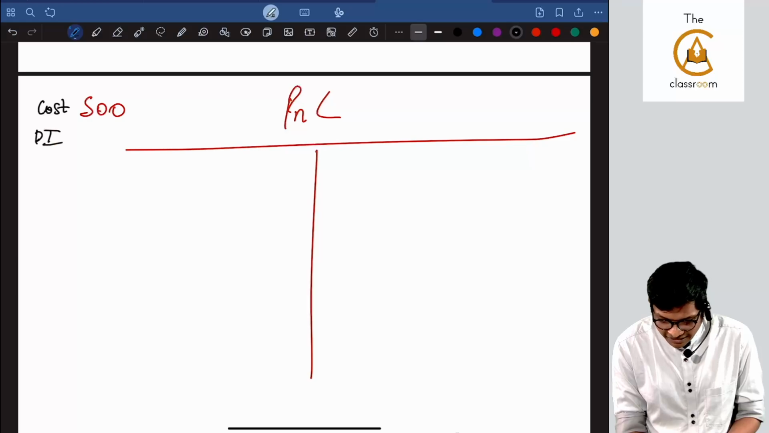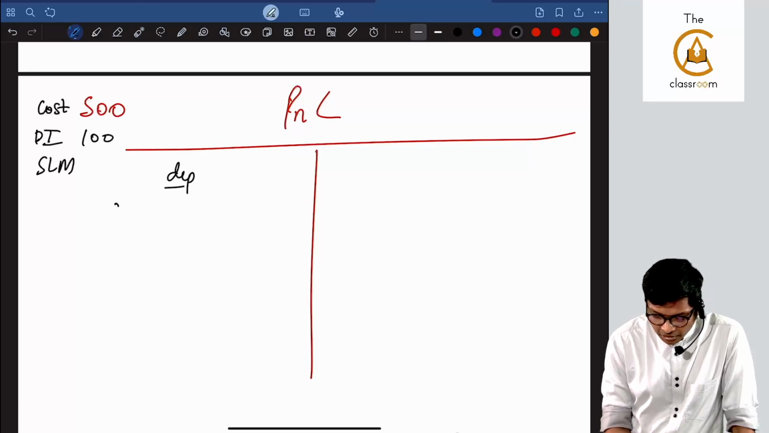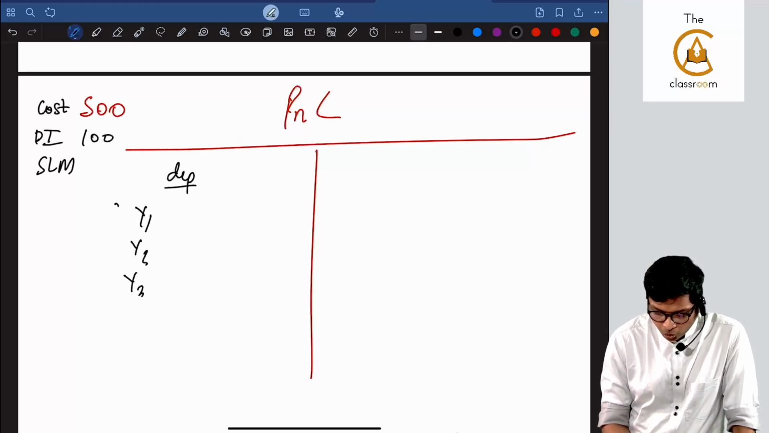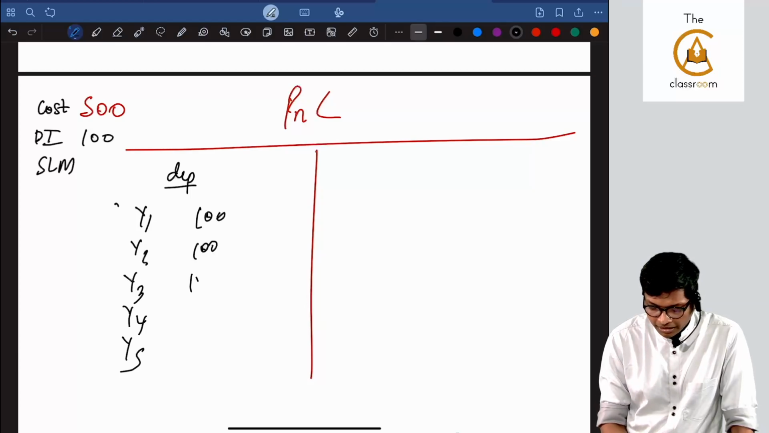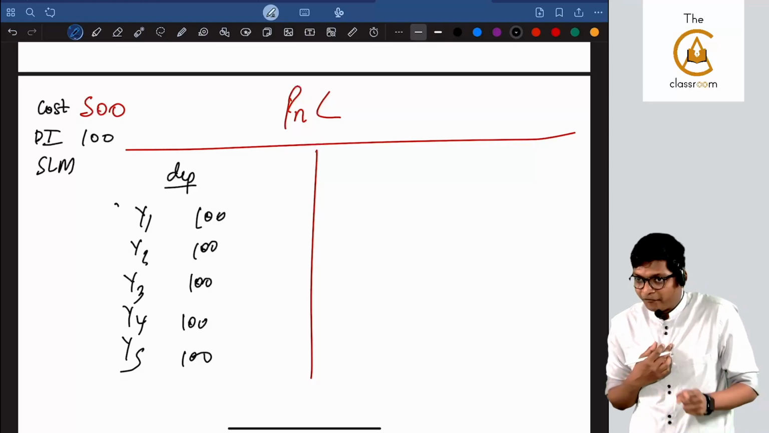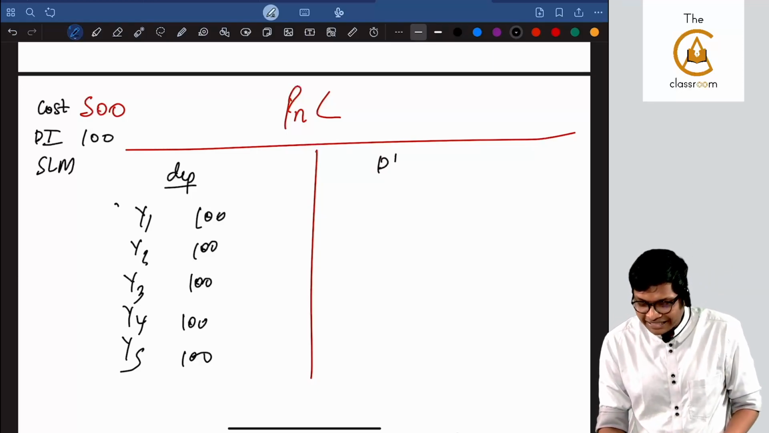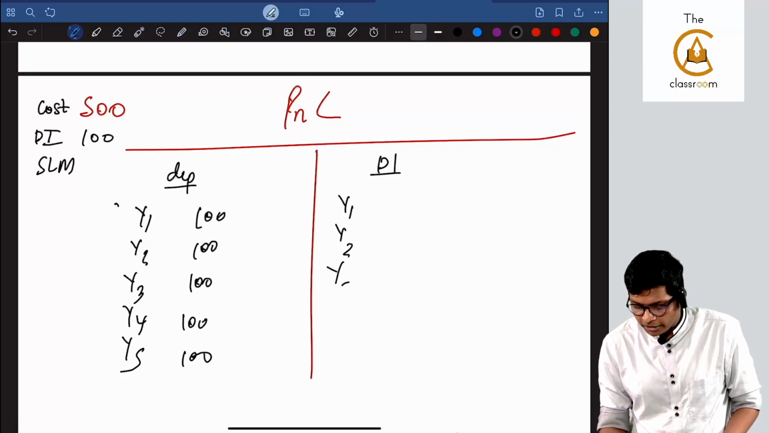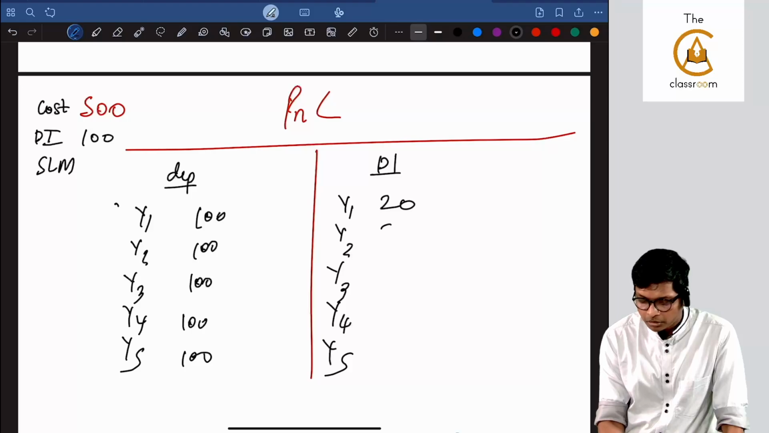Let's say I am following cost deferred income 100, and if I am following the SLM method, my depreciation for year 1, year 2, year 3, year 4, year 5 will be 100. Correct? Do you all agree, guys? If I am following the straight line method and the grant is going to deferred income, and I credit my deferred income for year 1 to year 5, it will be 20, 20, 20, 20, 20.